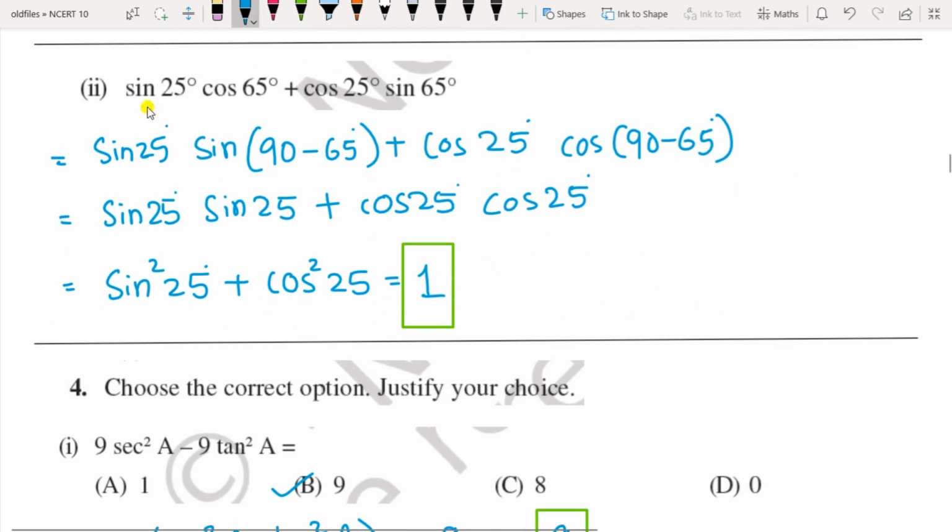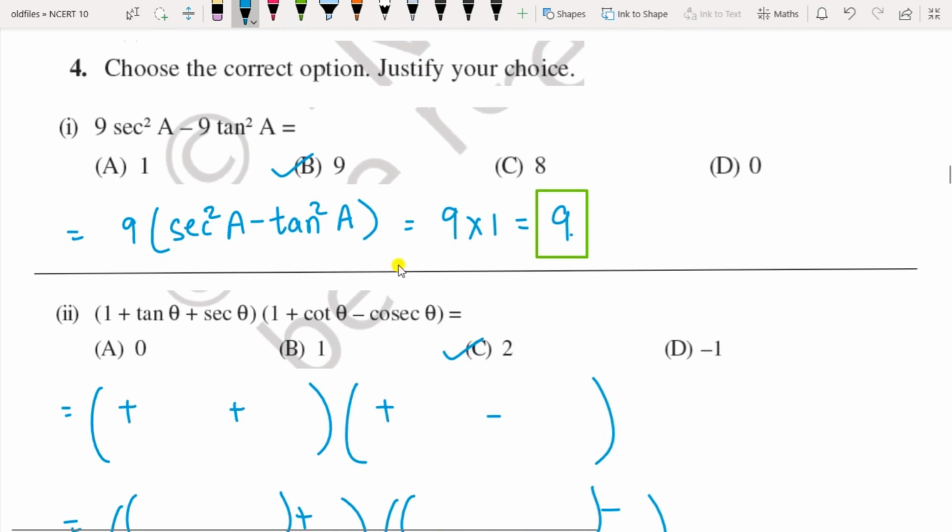Here, sin 25 cos of 65 plus cos 25 sin of 65. I will be converting this cos here to sin, so this will be sin of 90 minus 65, and this is cos 25, and this is cos of 90 minus 65. So this will be your sin of 25 and this will be cos of 25. I have converted all the angles to 25, theta as 25. So this will be now sin square theta and this is cos square theta, that is sin square 25 plus cos square 25, it is 1.